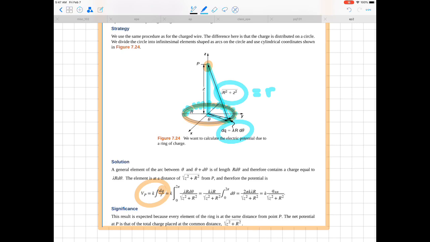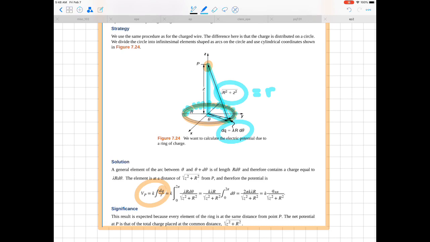Well, how much charge is there? Well, it's lambda, the linear charge density, multiplied by how much of the ring we've taken a chunk of, and that's the arc length, so that's r d theta. And what we're going to integrate around is theta, because we're just going to integrate from 0 to 2 pi all the way around the ring.